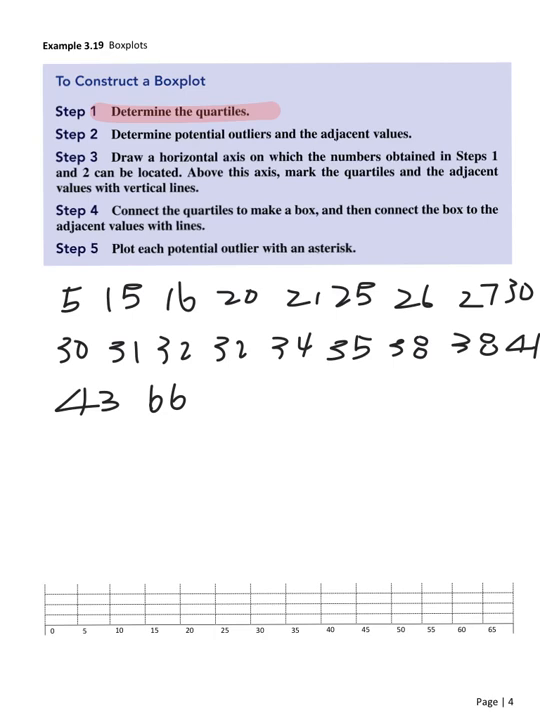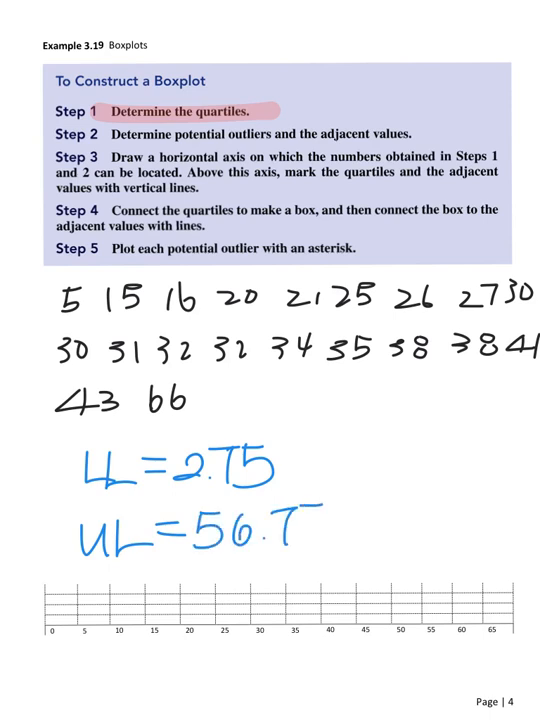So let me try again. How much was the lower limit? Please tell me. 2.75. And the upper limit? 56.75. Thank you. So in step number 3, we took the lower limit and upper limit. Step number 4, we take the outliers. Do you remember what the outliers were? Extremely bigger values and extremely smaller values.